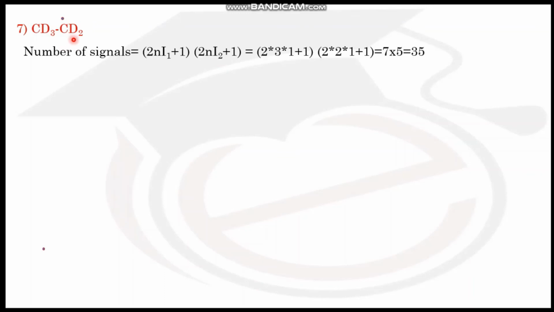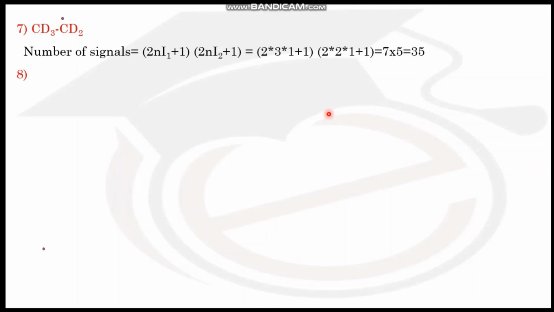Next, CD3, CD2. Here one radical is there, and two types of deuterium are there. That means the number of signals will again be (2n1I1 + 1)(2n2I2 + 1). First consider this CD3: 2 into 3 into 1 plus 1, and this CD2: 2 into 2 into 1 plus 1. That is 7 from here, 5 from here, overall 35.